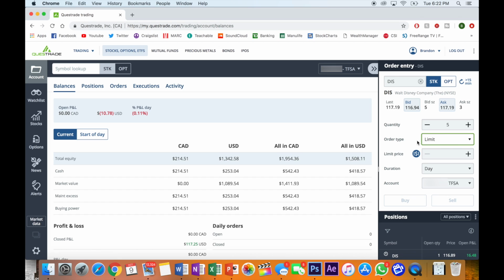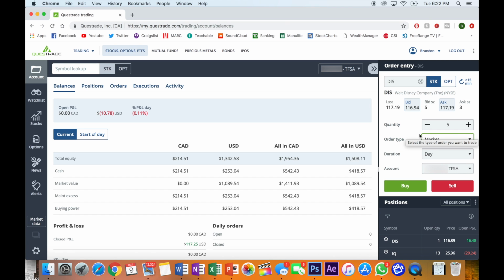So if you want to buy Disney at a given price, you don't want to pay any more or any less, you would go ahead and place a limit order. Now, the other option that you have is the market order. And this, for all intents and purposes, is a much more simple order you can place.